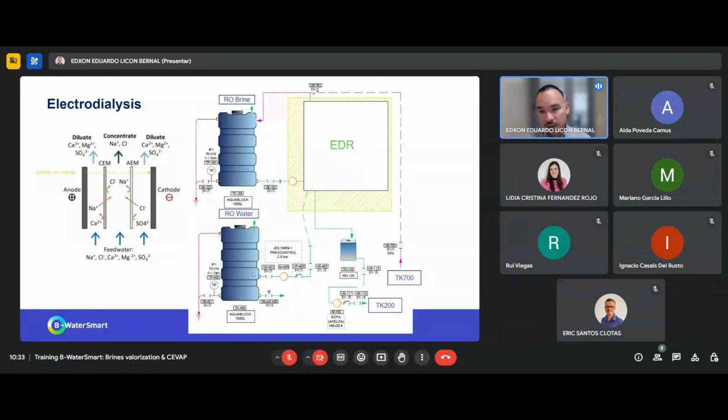Well, basically the structure of the unit is quite conventional. It's just two regeneration tanks.